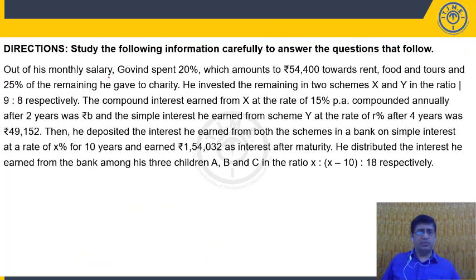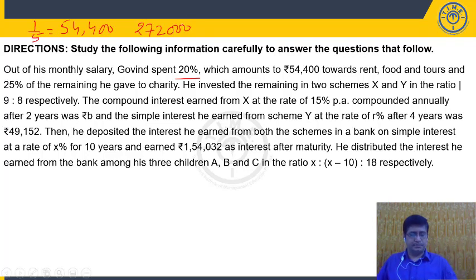Now look at this caselet. Here what is given? 20% he spent, which is equal to 54,400. 20% is 1/5 value. 1/5 value is equal to 54,400. Means what is the full value? Full value is equal to 5 times of it. 5 times of it means it is 272,000. Okay, this is the total monthly salary.